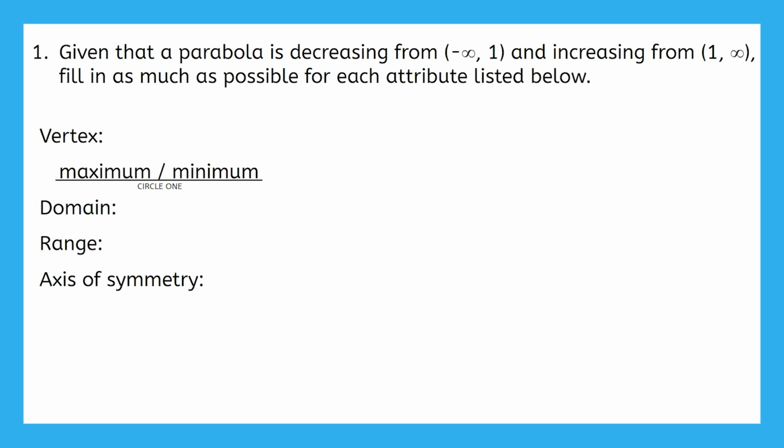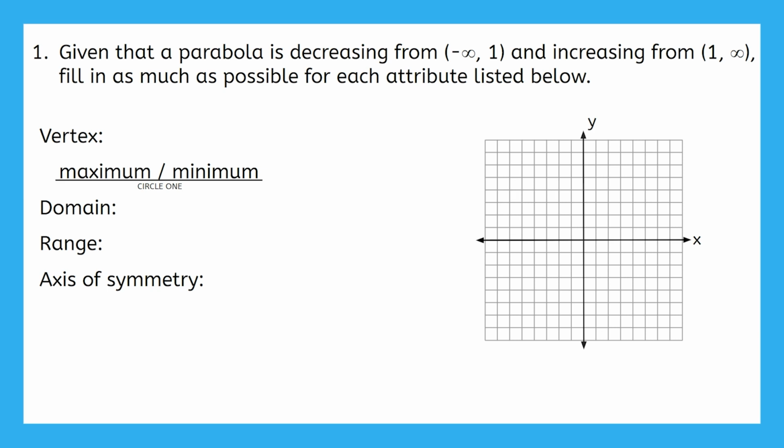I think having a sketch of what we're working with could be very helpful. So let's start by making one. All we really know here is that the parabola is decreasing on this portion of the graph and increasing on this portion of the graph. We don't know how narrow it is or how wide it is, and we don't know how high up it is or how low it is on the graph. But even so, there's still a lot we can say about these attributes with just this small amount of information.